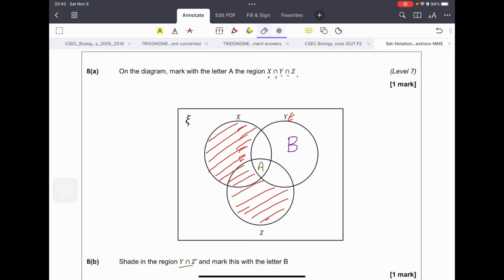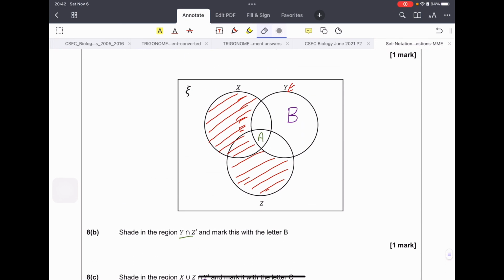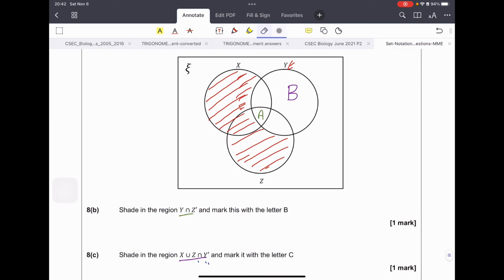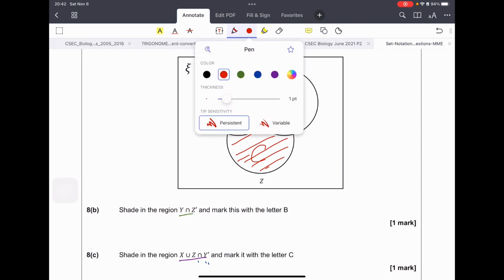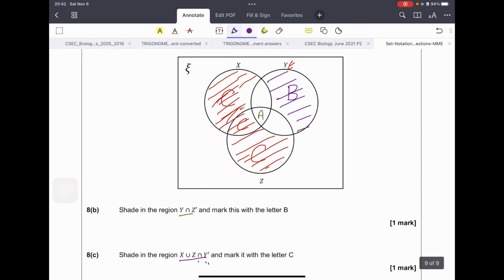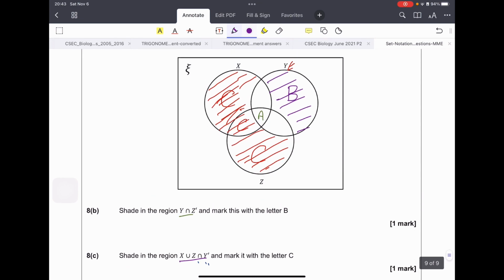Okay, and what did they say to do? Oh, did I set shade? Oh. So we need to shade and mark with the letter C. So this is C. Oops. So this is C, this is C, this is C. Alright, and we also needed to shade, so that part was B. Okay? And that is as hard as set notation will ever get you.